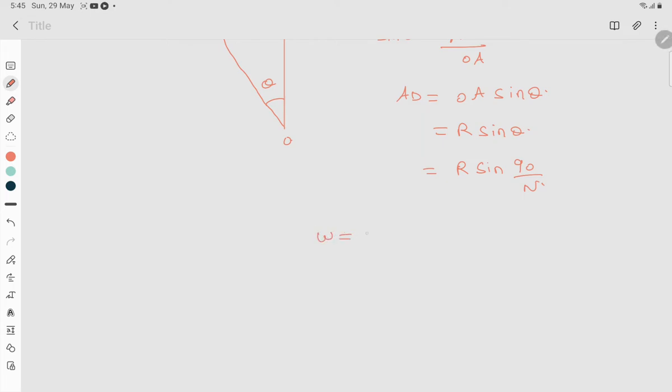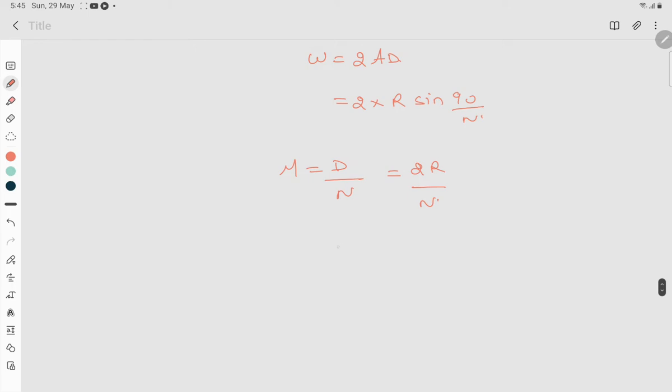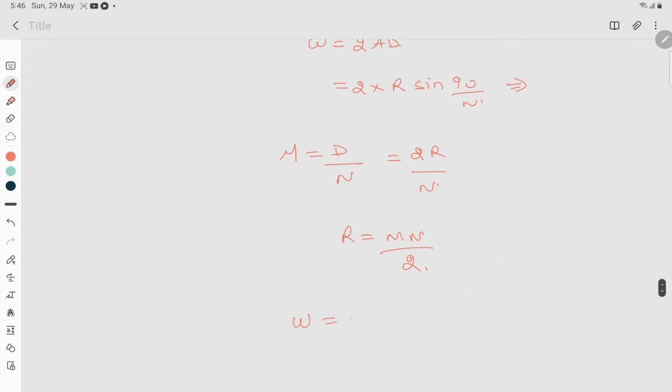Now the notation for chordal thickness is omega, that is W, which is 2 AD. So it will become 2 into R sine 90 by n. Okay, so now we'll bring the relation for module. Module, as we have seen, is diameter by number of teeth. We can write it as 2r by n. Okay, so m is equal to 2r by n. So r will become mn by 2. So substitute this r value in the chordal thickness relation. So chordal thickness will become 2 times mn by 2 sine 90 by n.